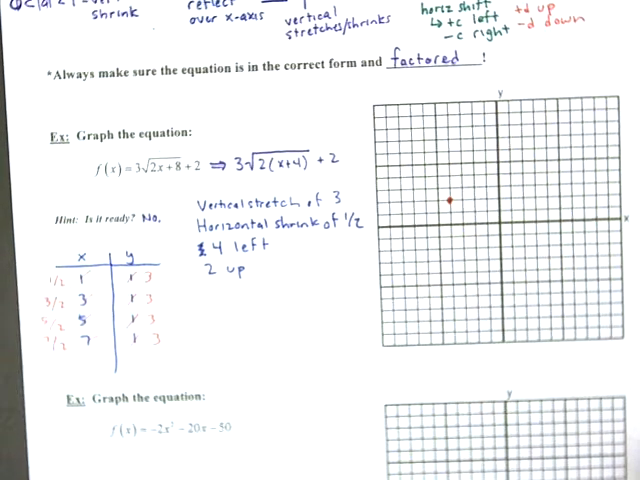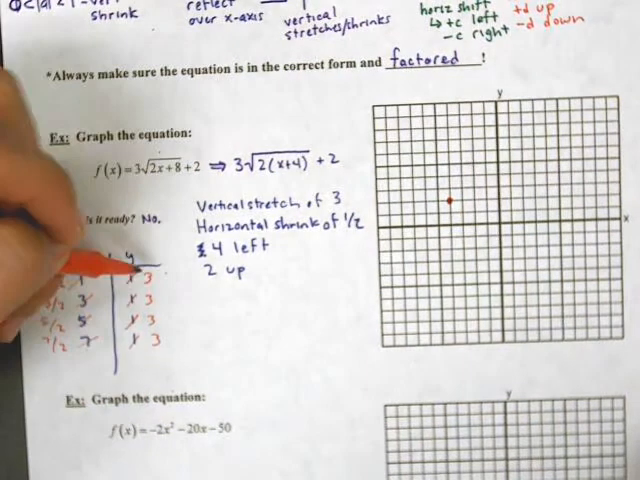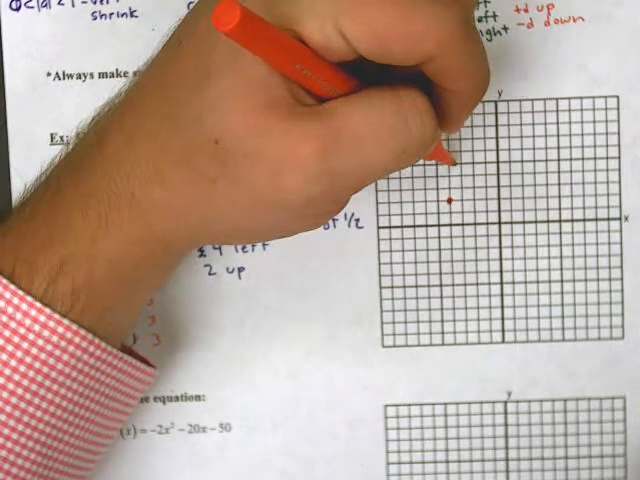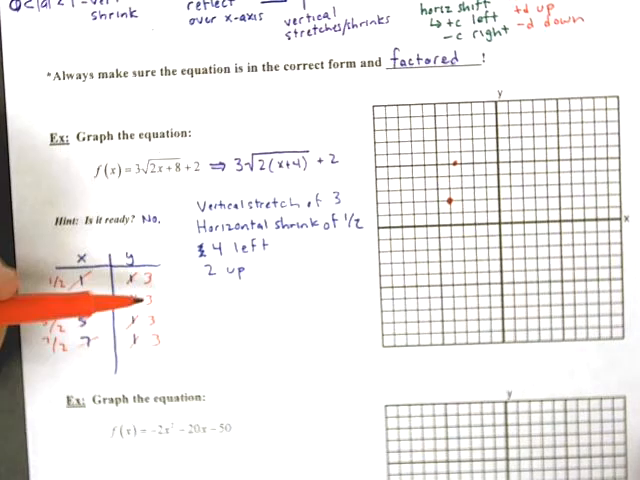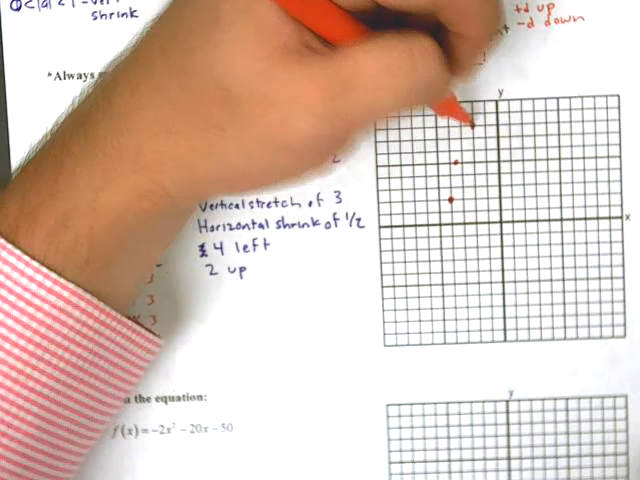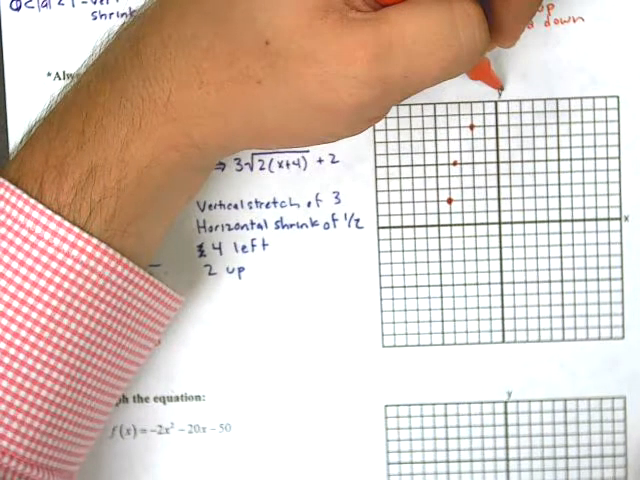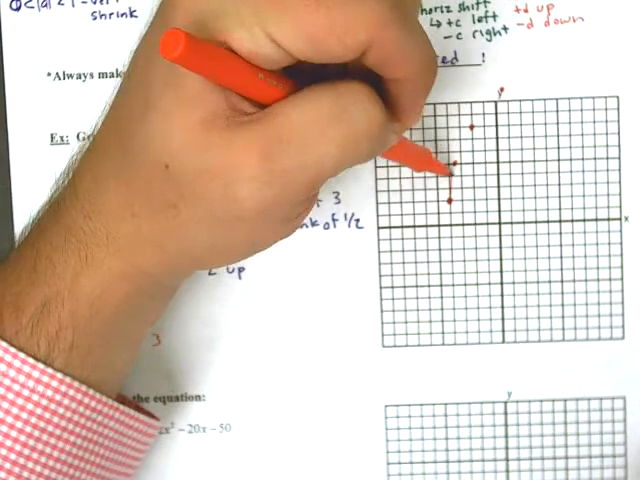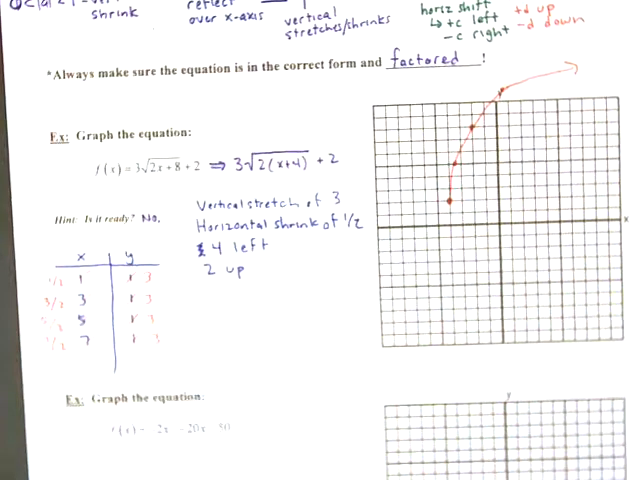And from here, we now use our growth pattern. So it says over 1/2, up 3. Over 1/2, up 3. Then it says to go over 3/2, up 3. So 1.5, up 3, good. Over 5/2, up 3. So maybe something like this. And this would be a sketch, something like that.